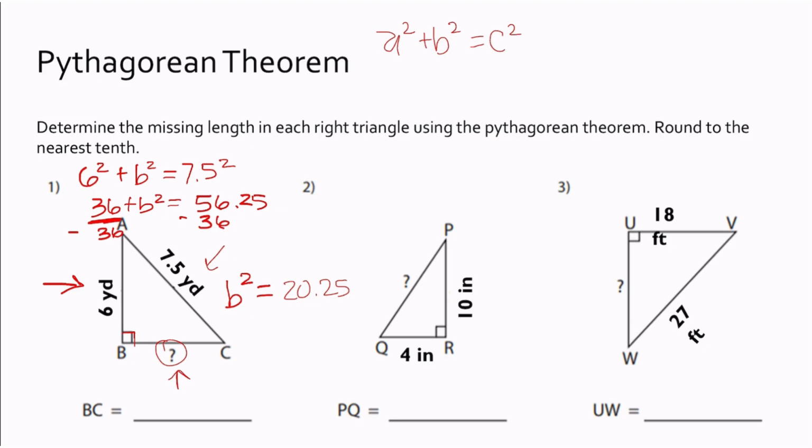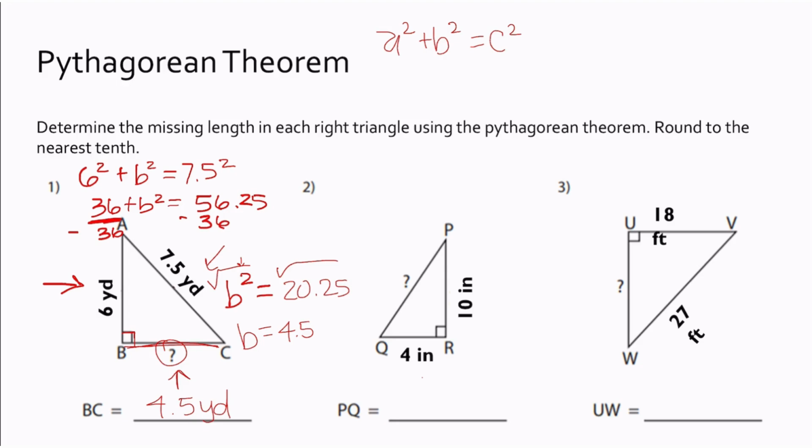And then remember, just like when we were finding the radius from a circle that we knew the area of, to get rid of this square here, I'm going to find the square root of both sides. And the square root of 20.25 is 4.5, which means the length of this line here is 4.5 yards. Pause this video and determine the missing lengths of the other 2 triangles.